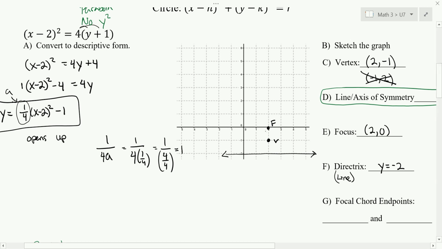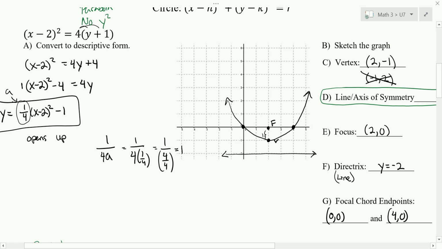And then the focal chord endpoints, right? If the distance between the vertex and the focus is 1, what's the distance between the focus and the focal chord endpoints? Double that, right? So we got one here at 4, 0, and we got one at 0, 0. And so we sketch our parabola through the focal chord endpoints, through the vertex, opening up.